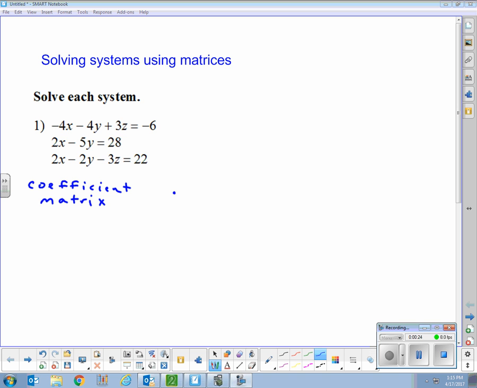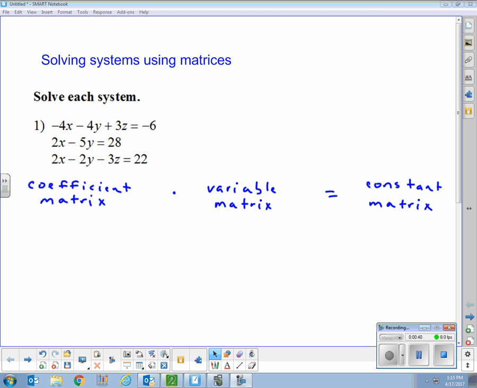I'm going to multiply it by a variable matrix, and that is going to equal a constant matrix. So I'm going to show you how to build these 3 matrices, and then I'm going to demonstrate that these 3 matrices actually do equal the system that we're starting with.